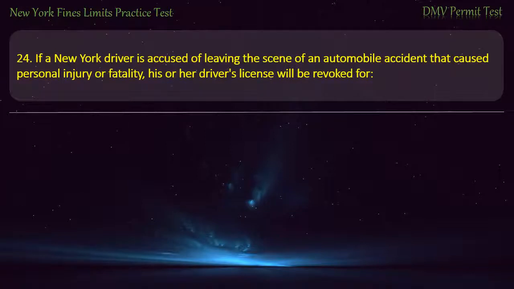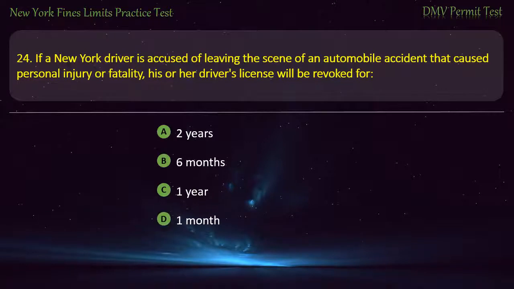Question 24. If a New York driver is accused of leaving the scene of an automobile accident that caused personal injury or fatality, his or her driver's license will be revoked for 2 years. 6 months. 1 year. 1 month. Answer. 6 months.